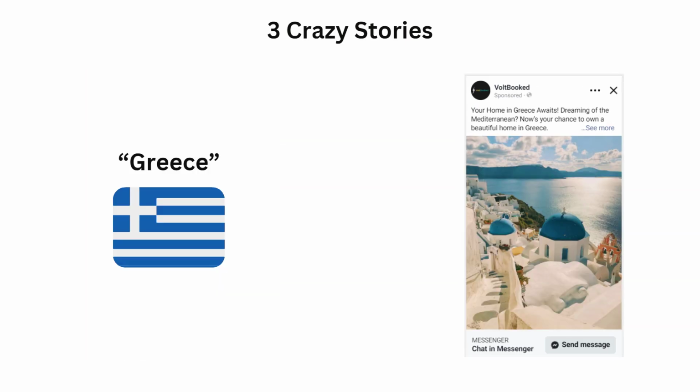The second story is, I was having dinner with a friend. At some point I just said the word Greece. My phone was with me on the table. Later I opened YouTube and guess what I saw? "Want to buy real estate in Greece?"